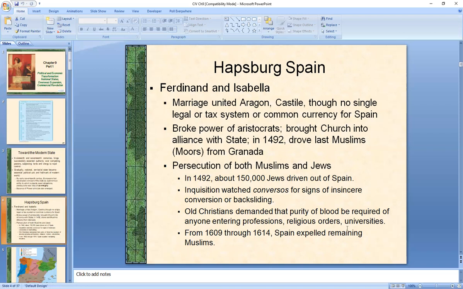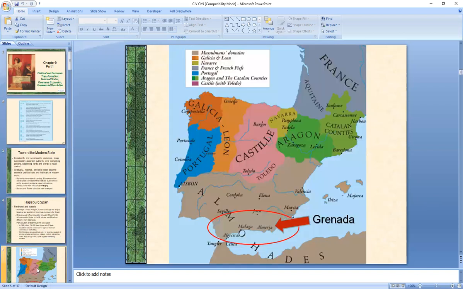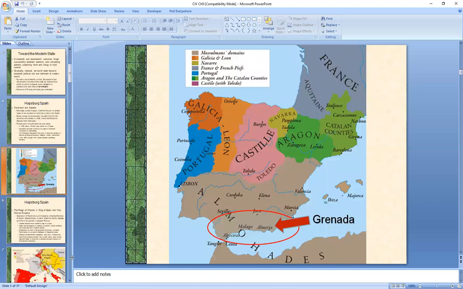Also, old Christians demanded that purity of blood be required for anyone who was entering a profession, a religious order, or universities. So to attend a university, they'd have to have pure blood, which meant no Jewish blood, no Muslim blood. By 1614, Spain expelled the remaining Muslims. And again, there's that map we've looked at.